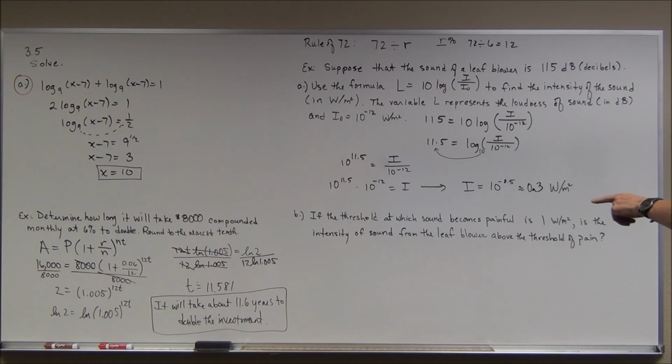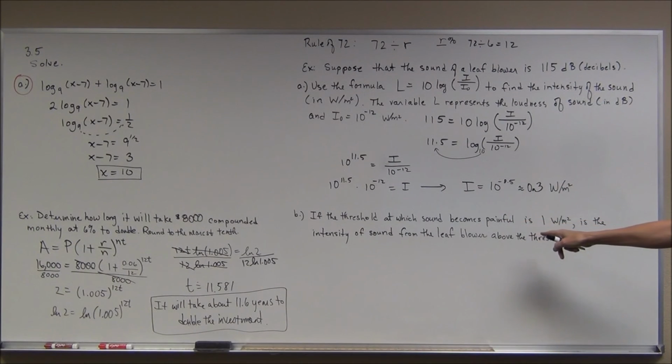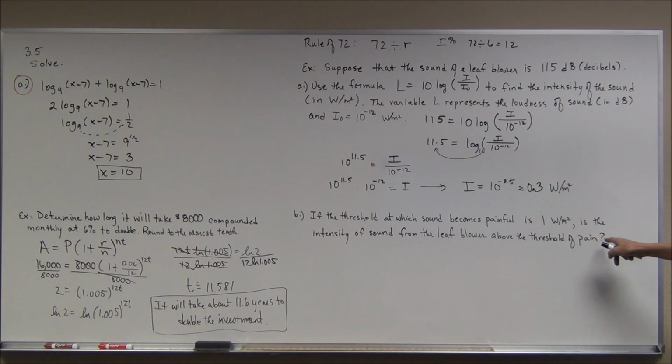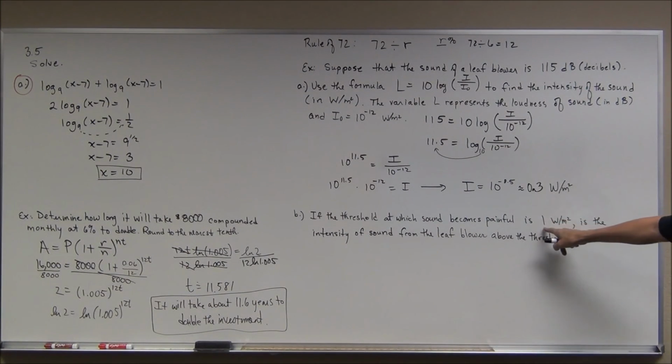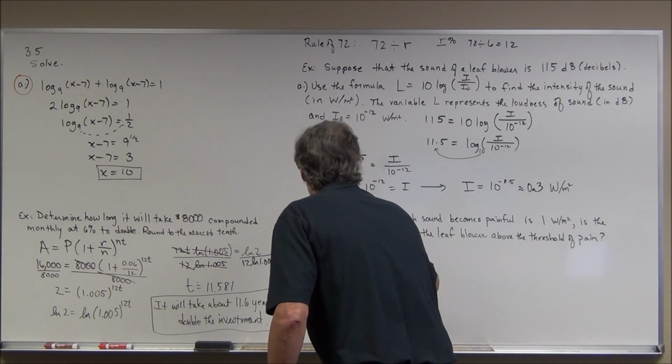Now, it says here, if the threshold at which sound becomes painful is 1 watt per meter squared, is the intensity of the sound from the leaf blower above the threshold of pain? Well, no, not if it's got to be 1, so this is 0.3, so no.